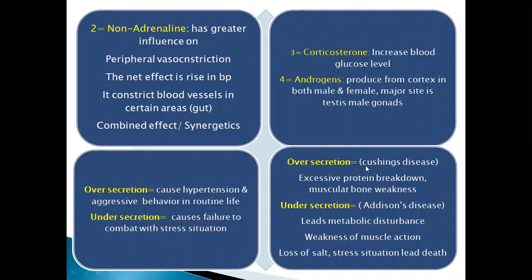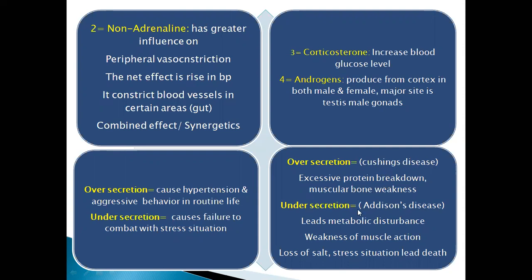And if we talk about the cortical hormones, if a person has oversecretion, then he may get one disease that is called Cushing disease. Remember it, okay? This is important for you, that oversecretion of cortical hormones causes one disease called Cushing disease. What is it? Excessive protein breakdown in the body and muscular and bone weakness. These two things happen in Cushing disease.